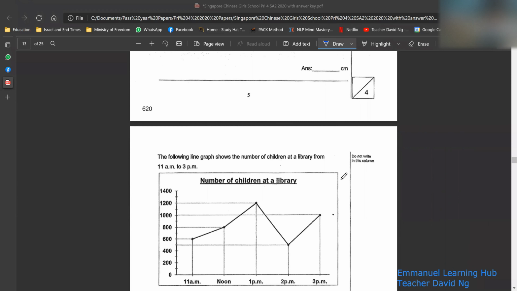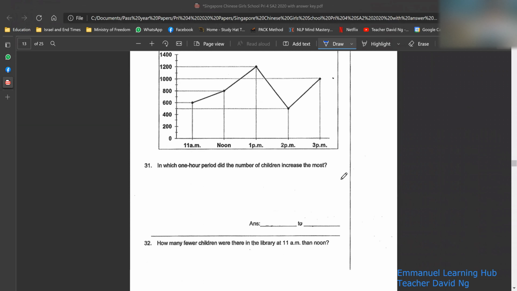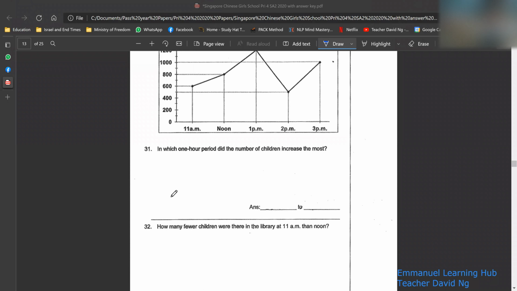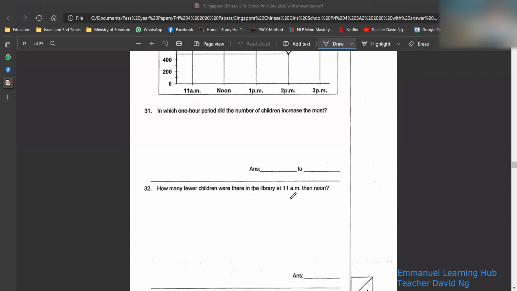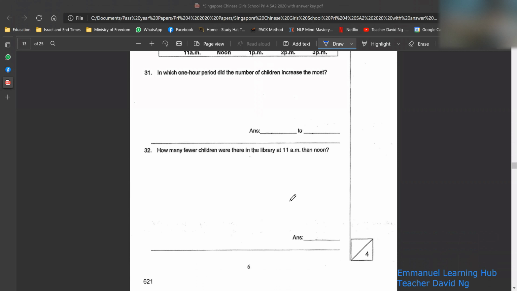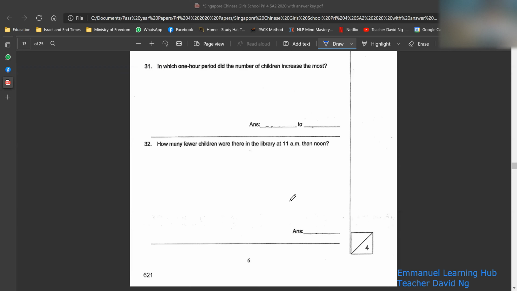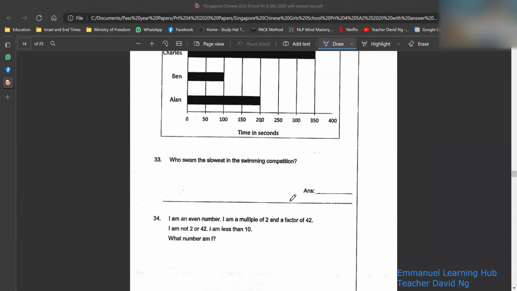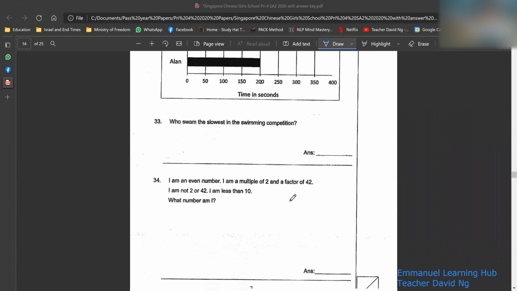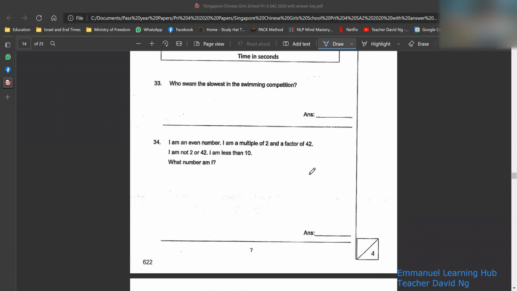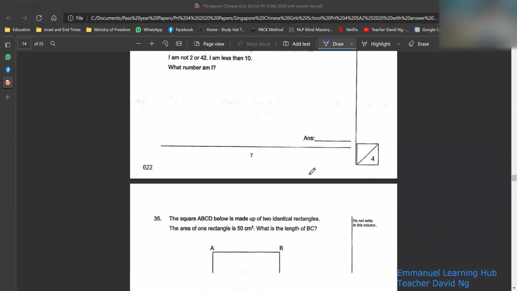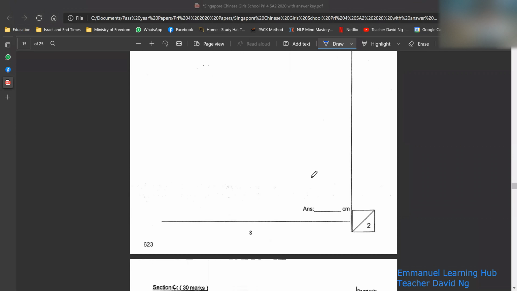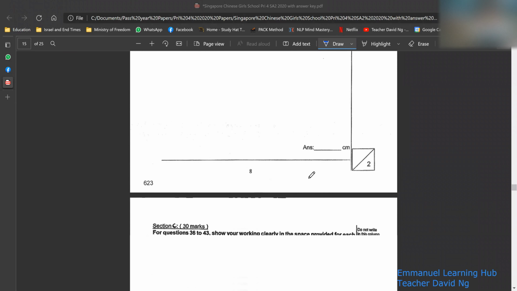Okay, question 31. 2 p.m. to 3 p.m. Correct. 32. What's the answer for 32? 200. Correct. What's the answer for 33? Charles. Correct. Answer for 34? 6. Correct. Answer for 35? 10. Correct. Good. I think you passed with flying colors at this paper.